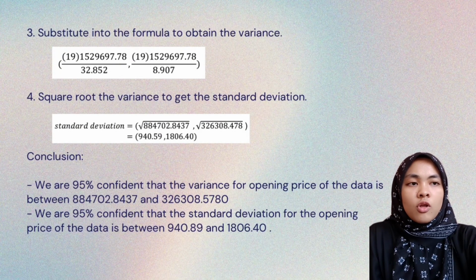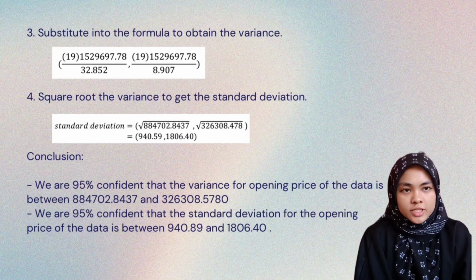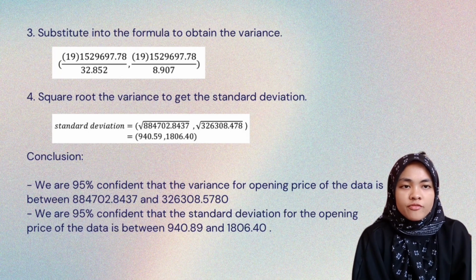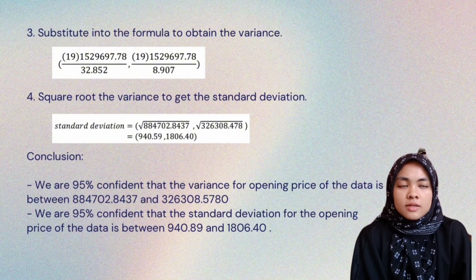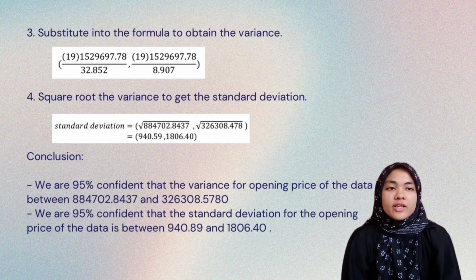884702.84 for the lower tail and 326308.57 for the upper tail. Next, for the standard deviation, just take the square root of the variances that we just got and we will get 940.59 for the lower tail and 1806.4 for the upper tail.